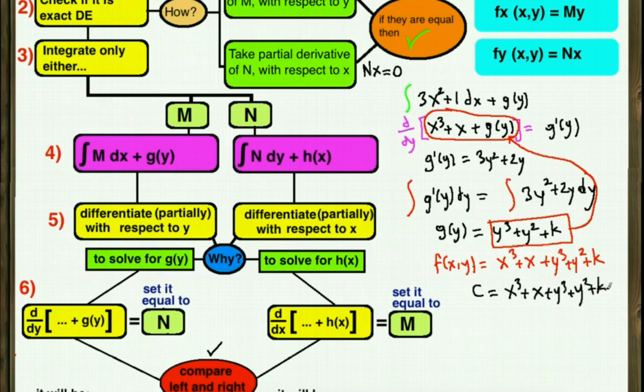And if you merge this constant k and c, which is going to be c minus k, is again a constant, so you can keep it as it is. X cubed plus x plus y cubed plus y squared equals c.